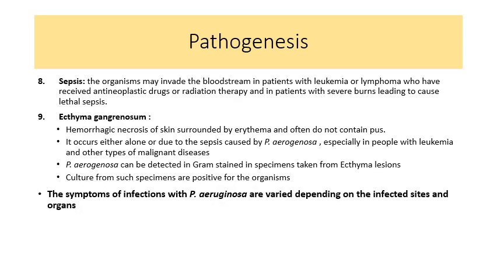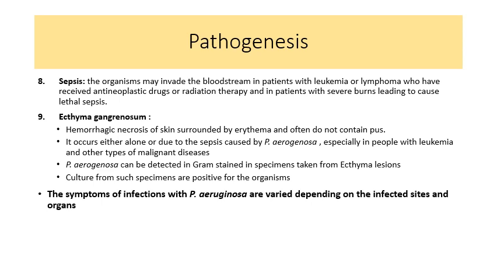Pseudomonas aeruginosa can also cause a systemic infection when it invades the bloodstream and causes sepsis. This happens in patients with leukemia or lymphoma who have received antineoplastic drugs or radiation therapy, or in people with severe burns. The nature of this infection tends to be a lethal sepsis.